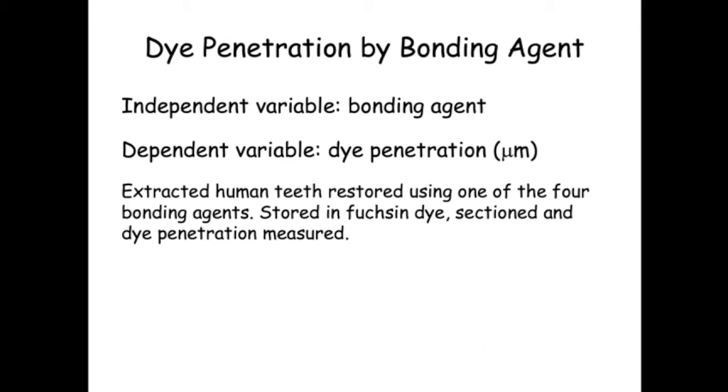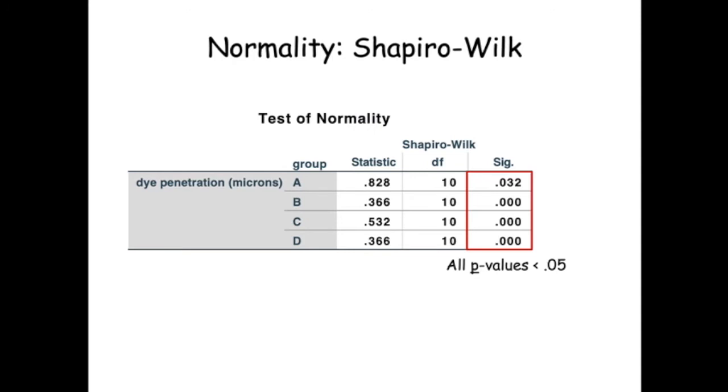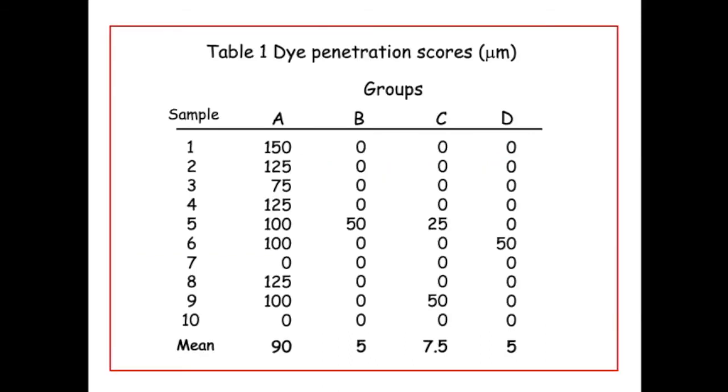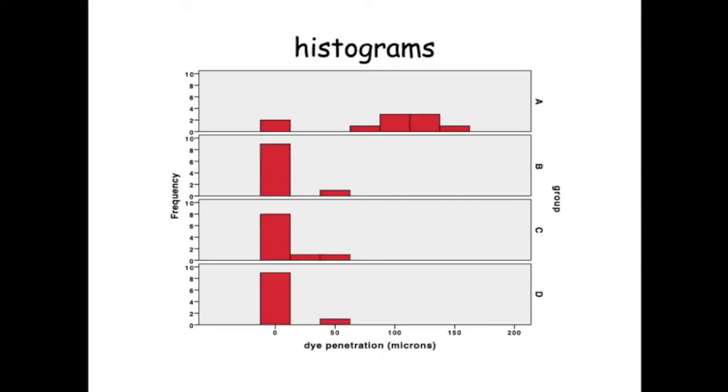The assumptions for ANOVA were checked in SPSS. The Shapiro-Wilk results show p-values less than 0.05 for all groups, so these data are not suitable for ANOVA. If we look at the data, we see a large number of zeros, and we can see the effect of all these zeros on normality by looking at the histograms for each group.